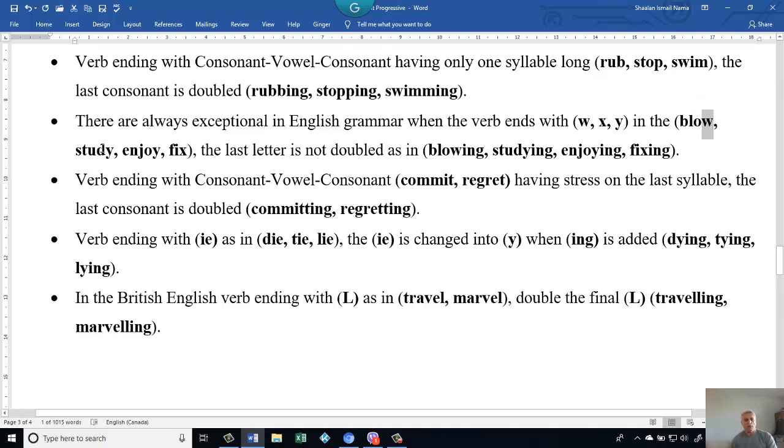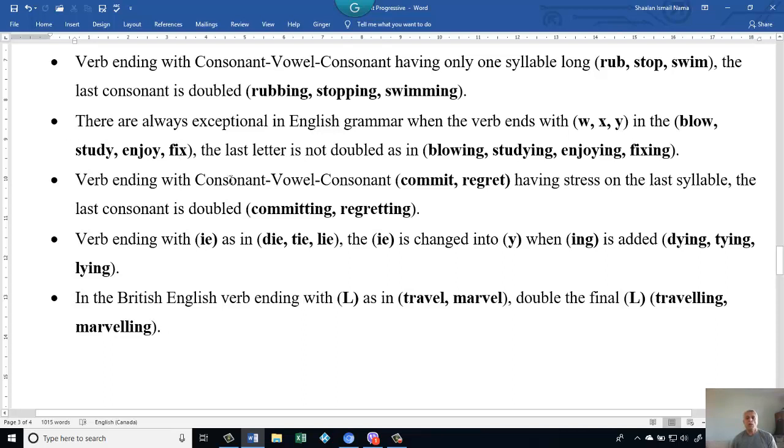If we look at it, we have consonant, vowel, consonant, same thing here, enjoy. Then we have consonant, vowel, consonant. Same thing here. The other reason we didn't double it is because those are exceptional. Any exception, you have to just memorize some of them, like those 4 words that we say: blowing, studying, no doubling, enjoying, no doubling, fixing, no doubling.